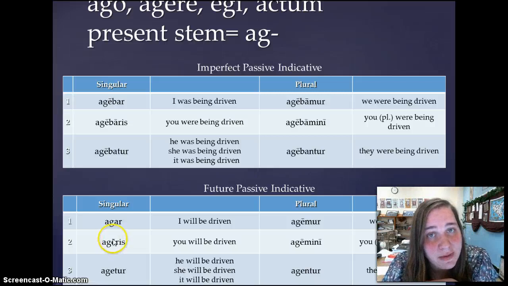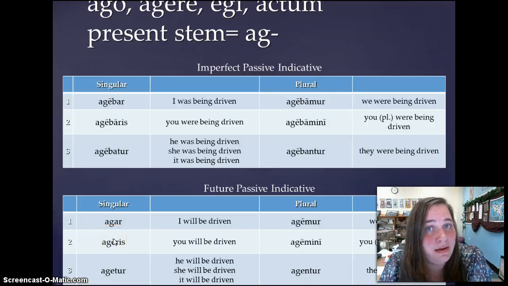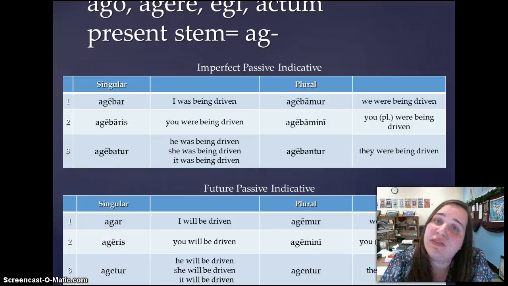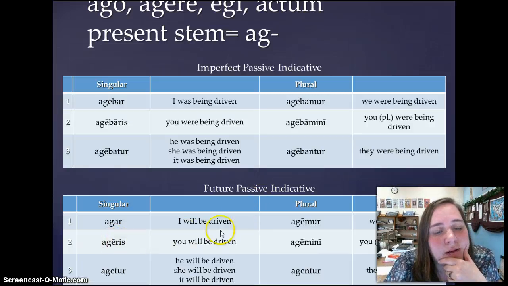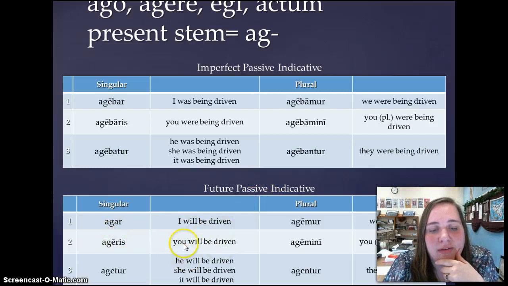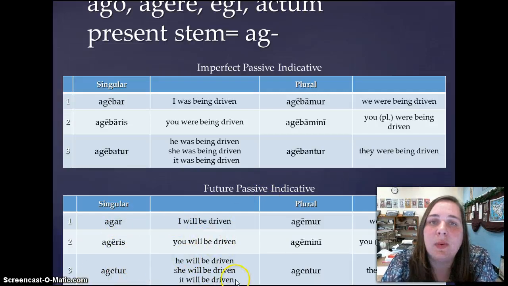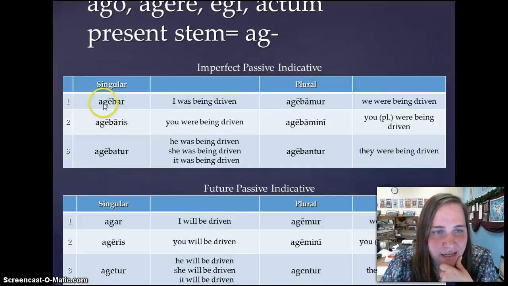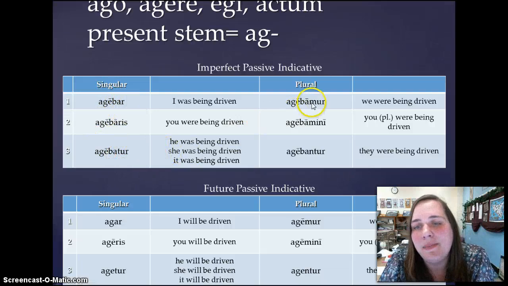So that's a very important macron. You must always have that macron, and you must always be paying attention to that macron to know whether it is present passive or future passive. So agar, I will be driven, agēris, you will be driven, agētur, he, she, it will be driven, etc. Just to skip back for a second, the imperfect passive indicative is our present stem plus long E, plus -bar, -baris, -batur. So agebar, agebaris, agebatur, agebamur, agebamini, agebantur.